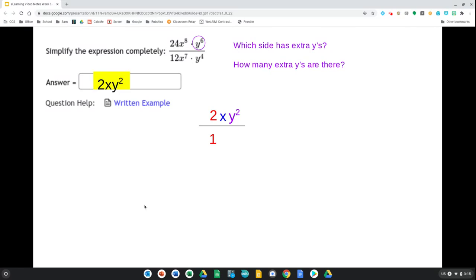All right, so that's what you're going to be working on today, this idea of dividing monomials. And so, again, if you get stuck, make sure you click where it says written example or video there, and you can get a little bit of help as you're working through the assignment as well.